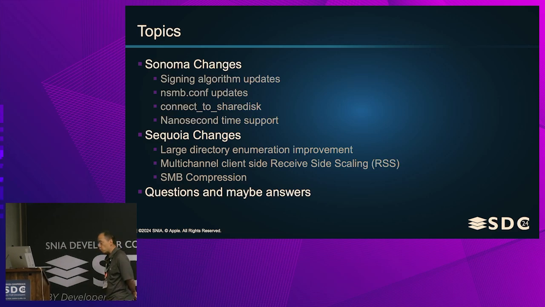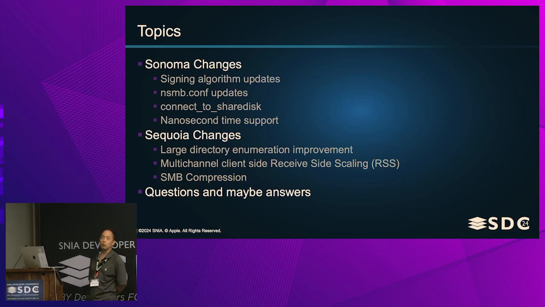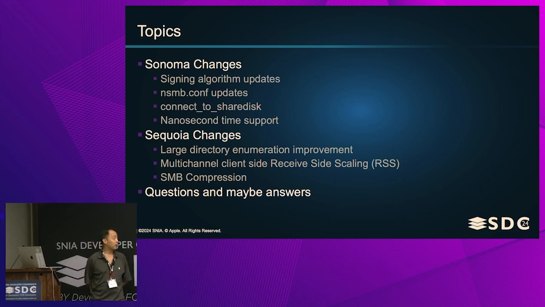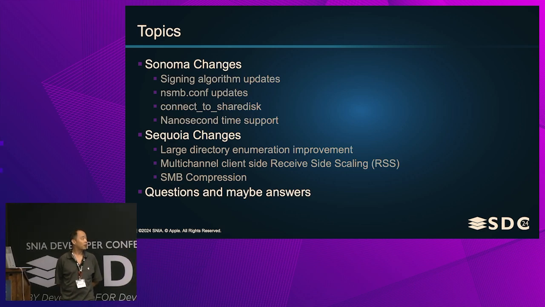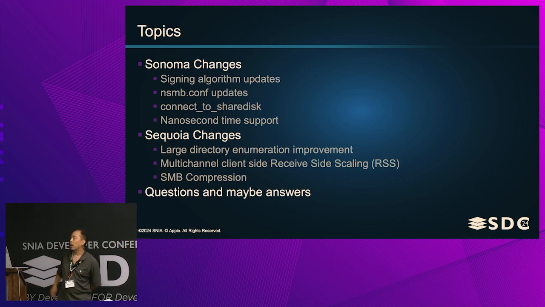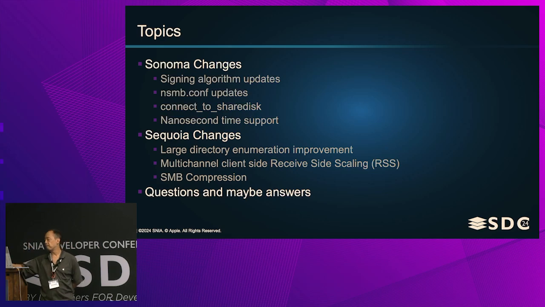Then we'll transition into the current shipping OS, which is Sequoia. And we made some directory enumeration changes to hopefully make it faster. We added client-side RSS support. And we added SMB compression. And if we have time, we'll do questions. And maybe I'll answer.